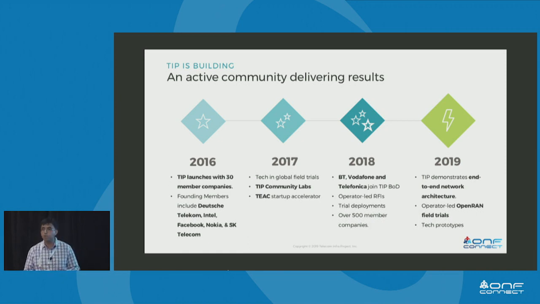Thereafter, we had trial deployments kicking off. Some of the work that we did in the millimeter wave networks project group, with Deutsche Telekom as actually the chair, they actually kicked off some early trials. These led to deployment trials in Hungary, and thereafter they're actually expanding them to other parts as well. And we actually reached 500 member companies within the TIP community. So 2018 was a really important year.